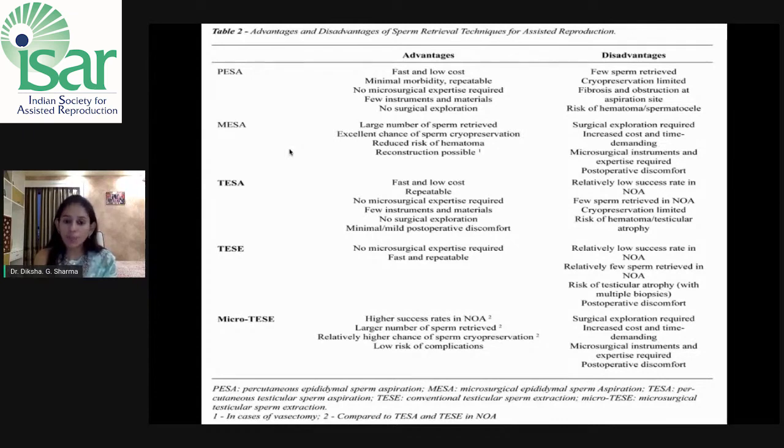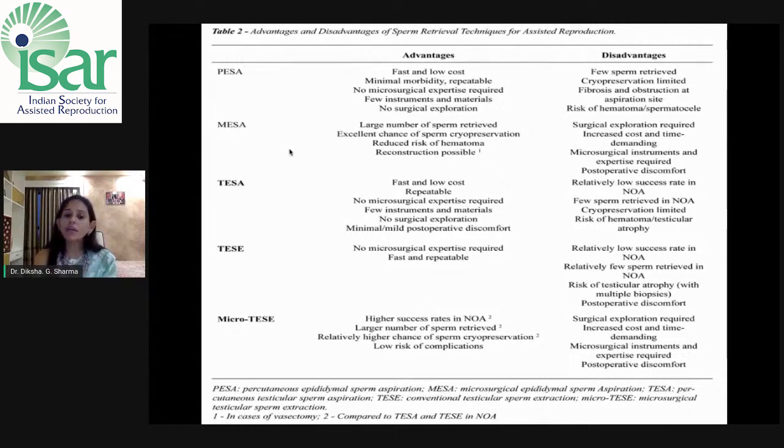While in TESE, though more expertise is needed, a lower success rate will be there in non-obstructive azoospermia as compared to a micro-TESE. In case of TESE, we will get more sperms when compared to a testicular sperm aspiration, and it is a procedure of choice for non-obstructive azoospermia.